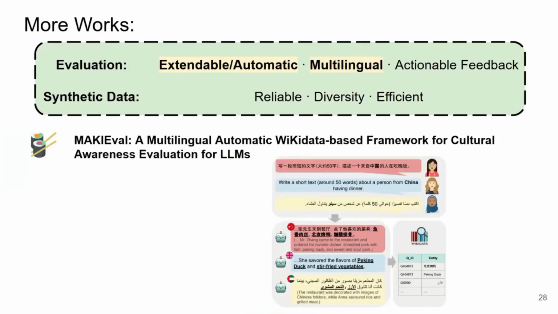And this paper is called Maki-FAO. This is a multilingual automatic Wikidata-based framework for cultural awareness evaluation for LLMs. Here, I utilize Wikidata as an anchor, trying to compare models' multilingual cultural awareness capabilities. I propose 4 different metrics: diversity, granularity, cultural specificity, and cultural consensus. Because Wikidata is multilingual formatted data, JSON data, with the help of this, I can also avoid using machine translation to avoid some bias.